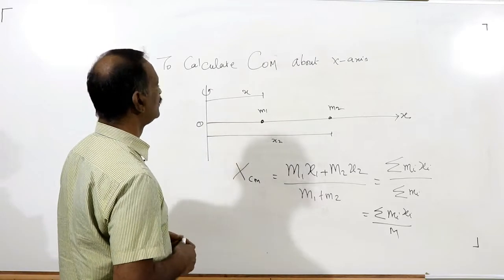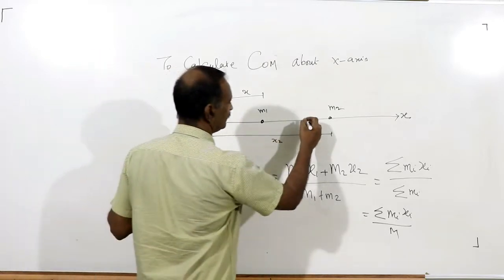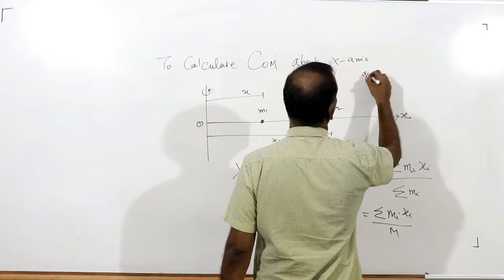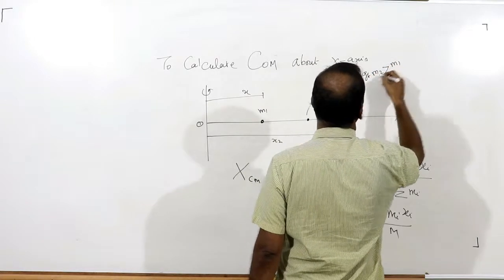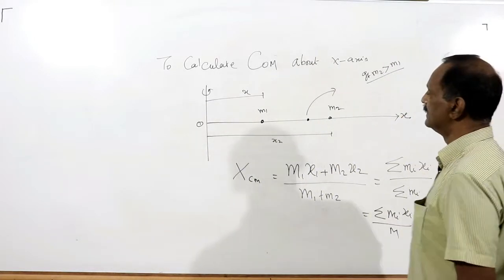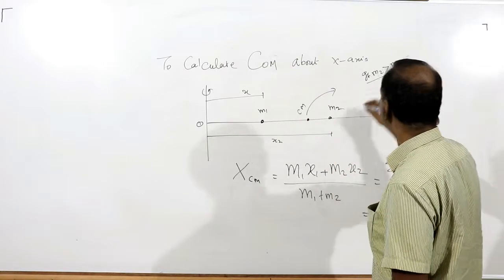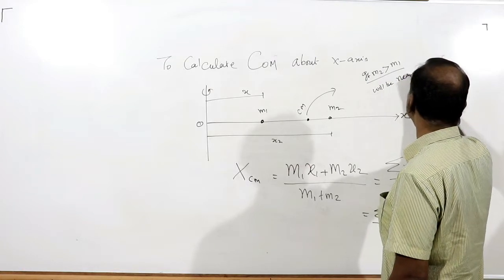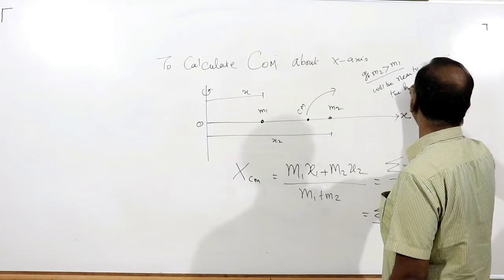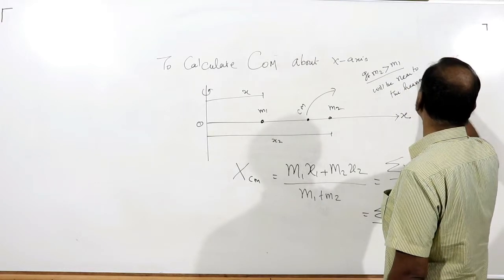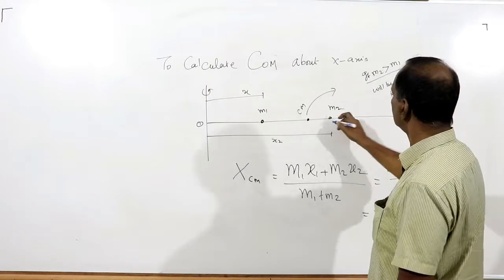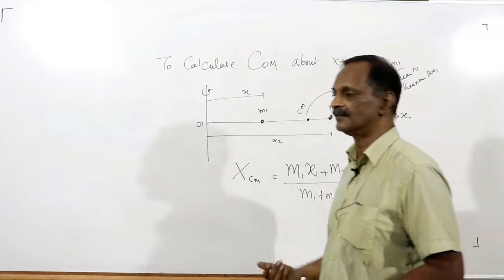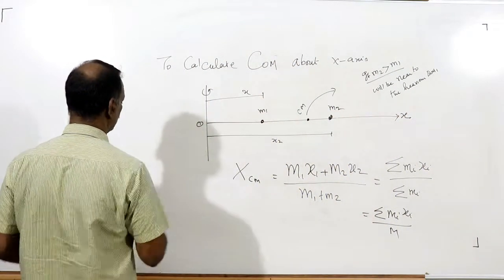Suppose the particles are situated on the y-axis alone, then the center of mass will be somewhere here. Why? If m2 is greater than m1, the center of mass will be near the heavier body. Since m2 is greater, this is the heavier body, so the center of mass will be situated near it. We will prove this later by doing some numericals properly.